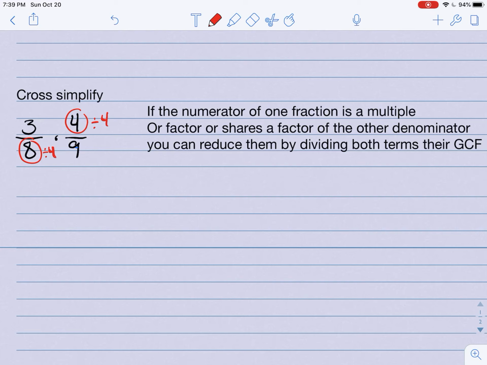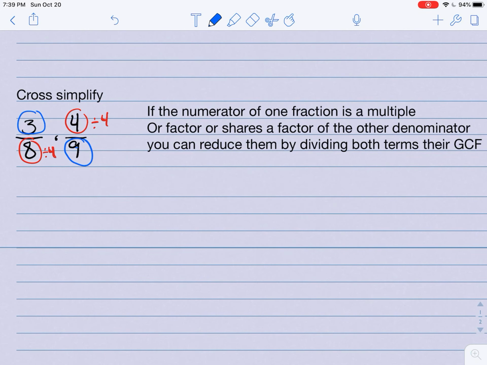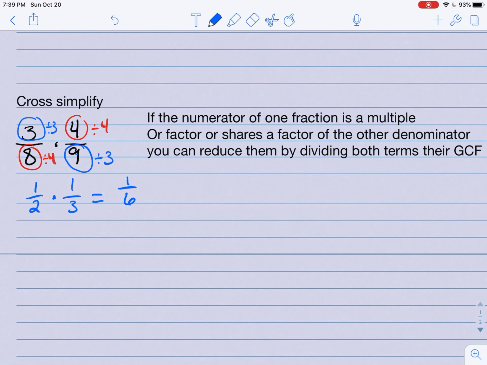Okay, and likewise, looking at the other ones, so 3 and 9. What is the greatest common factor 3 and 9 share? That's going to be 3, so we can divide both these by 3. And that will give us 1 over 2 times 1 over 3. And so that equals 1 over 6. 1 times 1 is 1. 2 times 3 is 6.